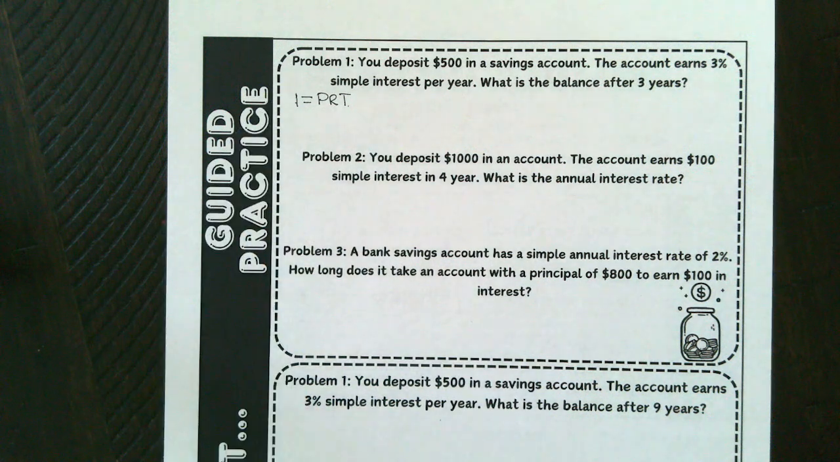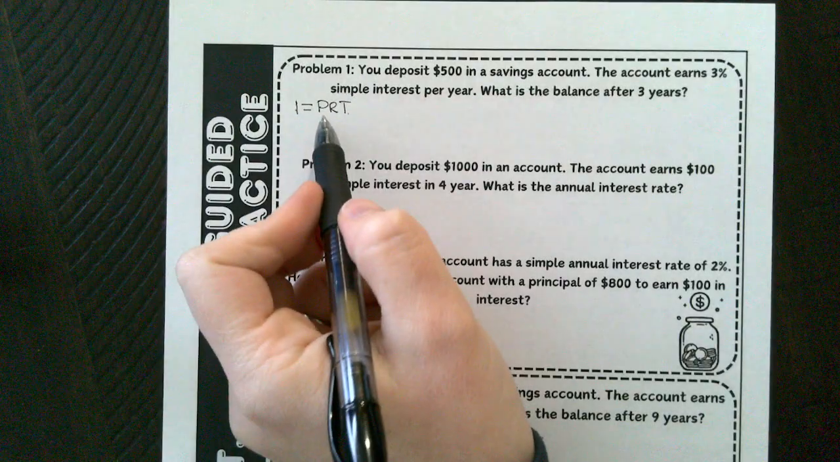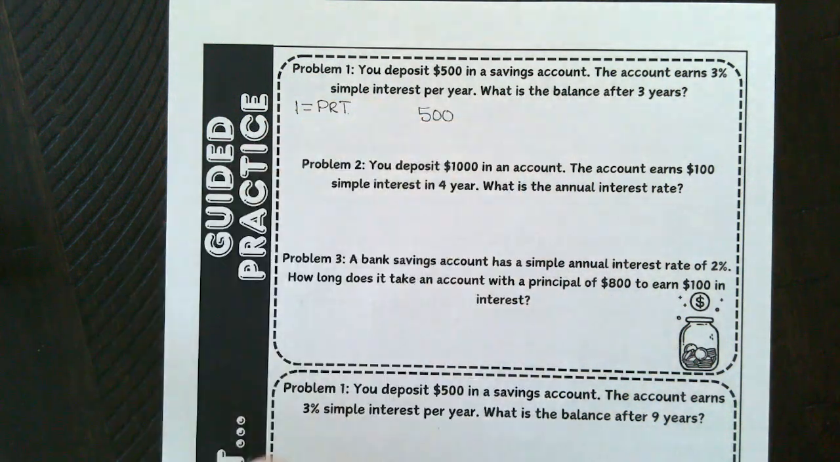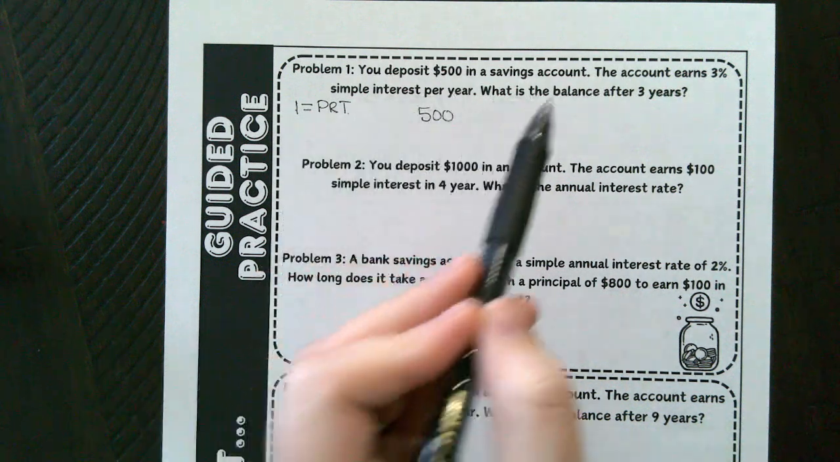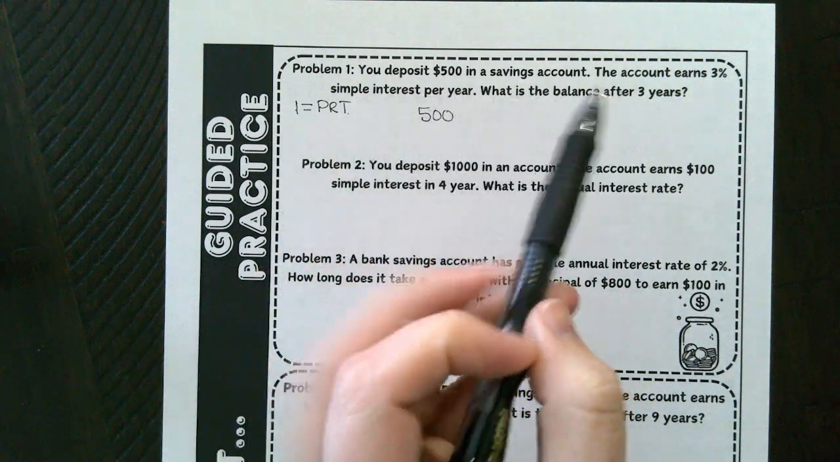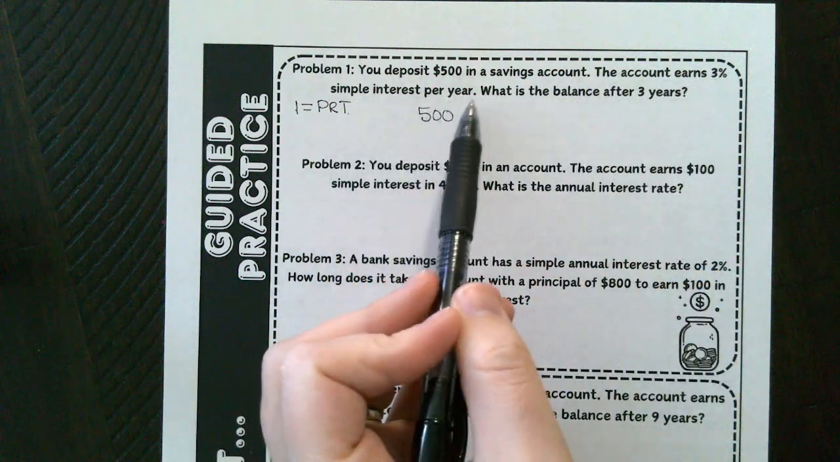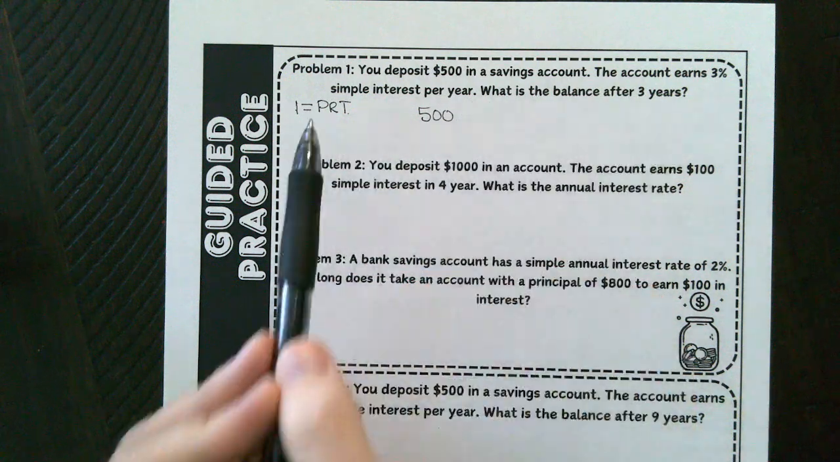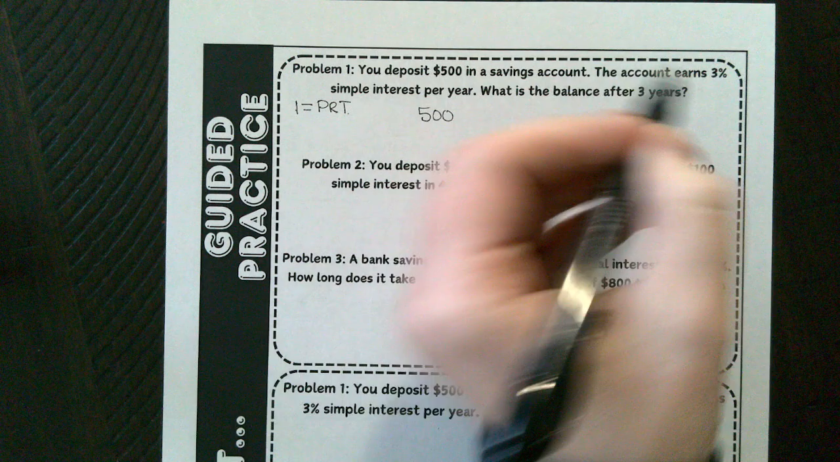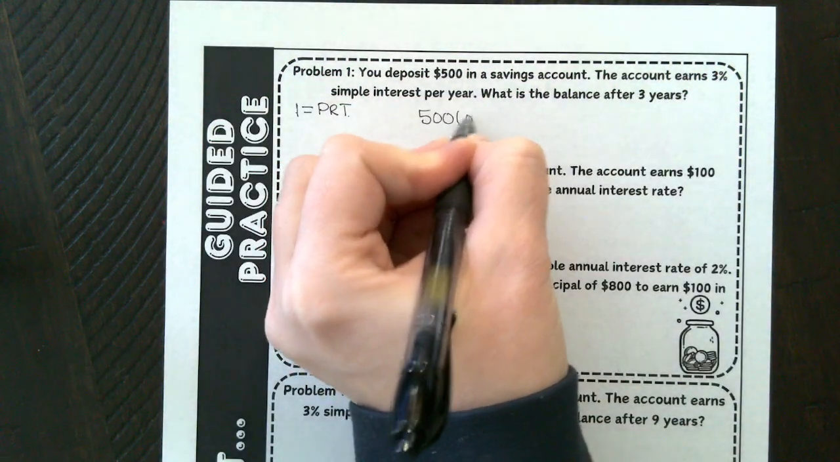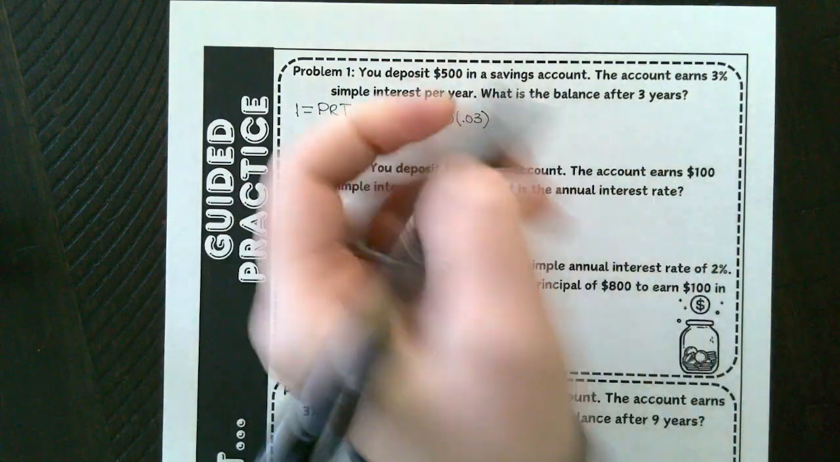So I'm going to look here and figure out what do I know? Okay, what information do I have here? So I know that the principal, which is the original amount, is the $500. So I can put $500. And then what other information do I have here? So we have the account earns 3% simple interest per year. And what is the balance after 3 years? So the rate is the 3%. So I'm going to write 3% as 0.03. And it's 3 years.